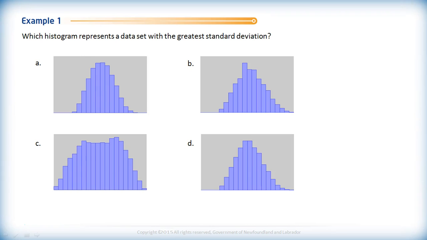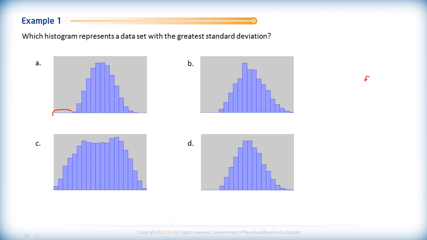Which histogram represents a data set with the greatest standard deviation? So you have to remember what standard deviation is. It's a measure of dispersion. So how far out is the data set spread all over the place? Well, we're basically looking at which one of these histograms, which don't even have labels, they're just sort of qualitative, looks like it's the most spread out.